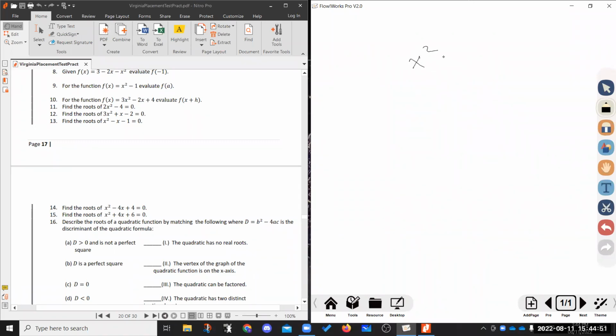All right. Now we want the roots of x squared minus x minus 1 equals 0. This one is not going to be factorable. So we're going to have to use the quadratic formula here.